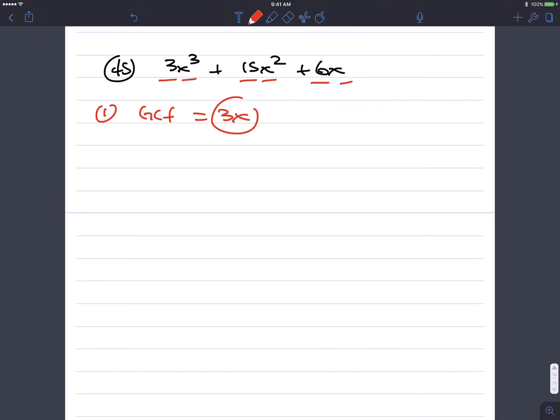Here's 45. 3x cubed plus 15x squared plus 6x. So, again, greatest common factor. Numbers separate from the letters. 3. Okay. Now the letters. X squared, x squared, and x. Good. Let's get the quotient.